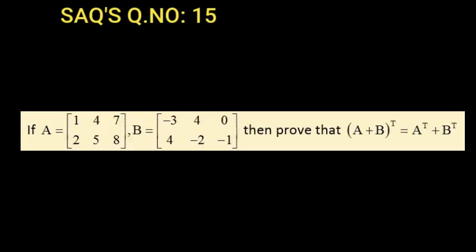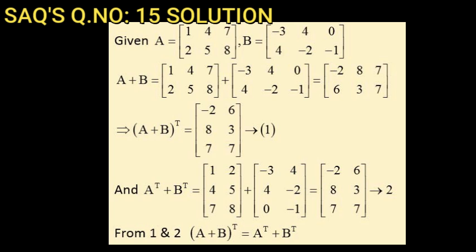Okay, next one. If A is equal to [1, 4, 7; 2, 5, 8], B is equal to [minus 3, 4, 0; 4, minus 2, minus 1], then prove that (A plus B) whole transpose is equal to A transpose plus B transpose. Now consider the given two matrices. First we find A plus B, the addition of these two matrices.